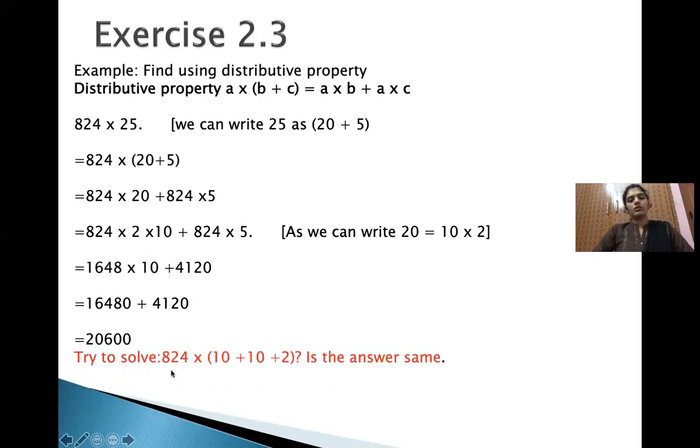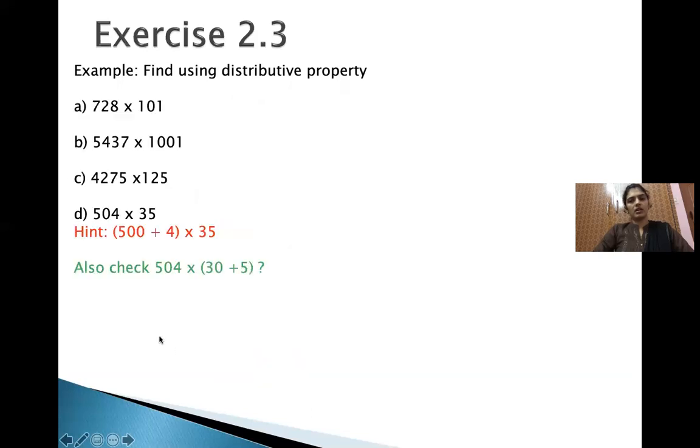So now try to solve this question in different way. 824 into 10 plus 10 plus 5. So try to solve this question in a different way and find whether it is same or not. Find using distributive property. Here are some problems. You have to try these problems on your own. If you have any problem, then get back to me.